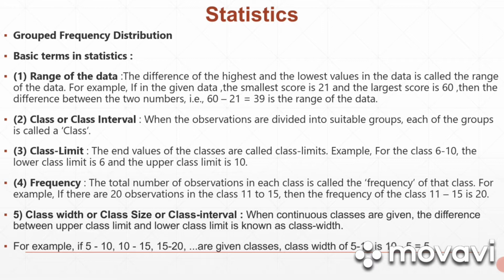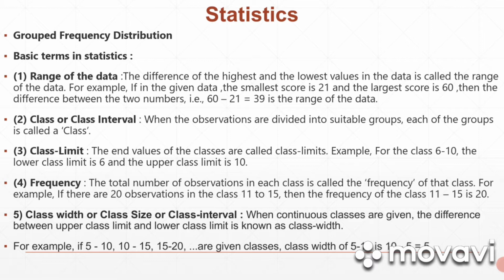Fourth, frequency. The total number of observations in each class is called the frequency of that class. For example, if there are 20 observations in the class 11 to 15, then the frequency of the class 11 to 15 is 20.